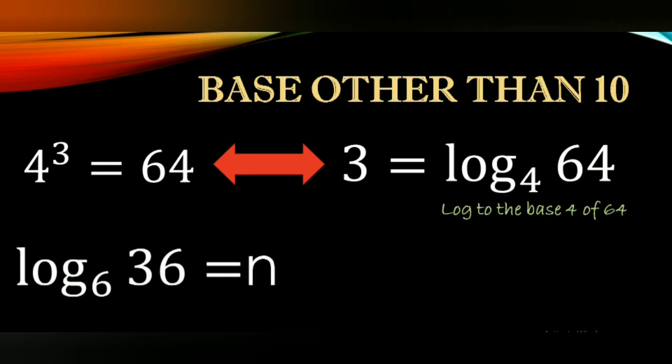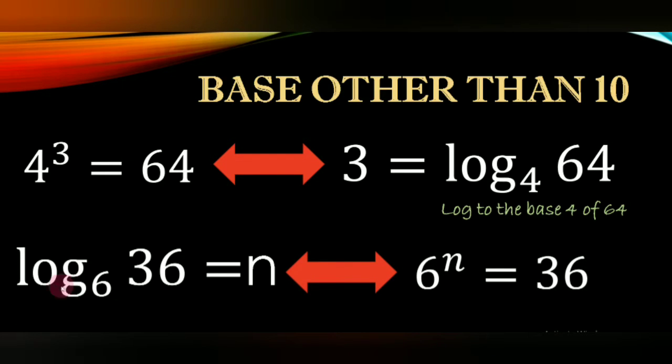I want you to practice how to transform from an exponential equation into a logarithm statement, and vice versa. If you are given a logarithm statement, practice transforming it into an exponential equation. How do we deal with this? We know that the base is 6, the exponent is n, and the value of that power is 36. Therefore, the exponential equation will be 6 to the nth power equals 36.